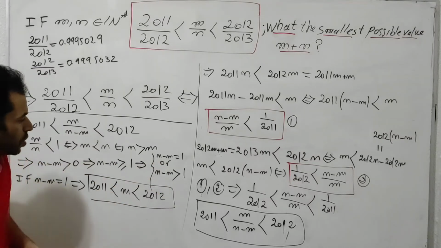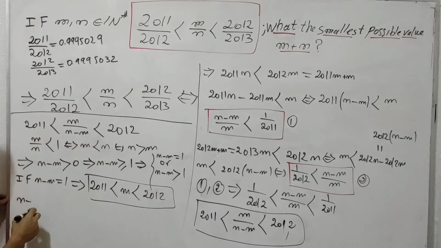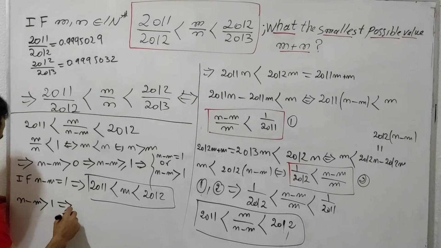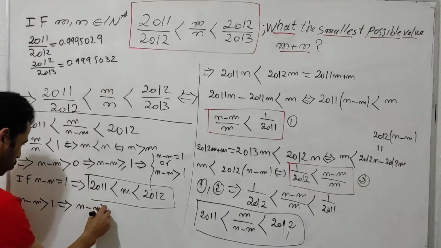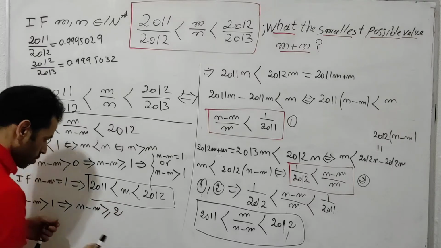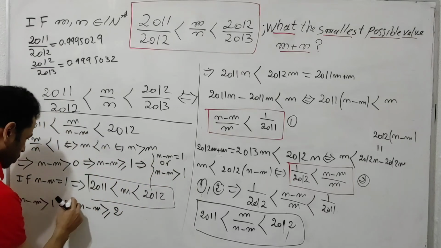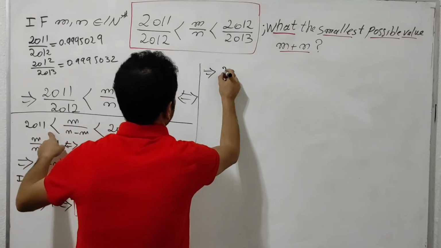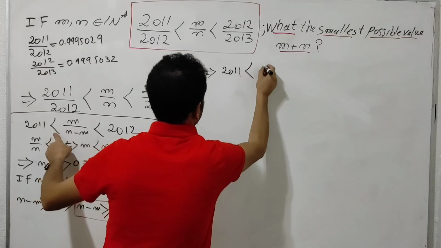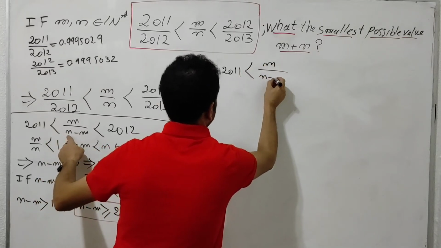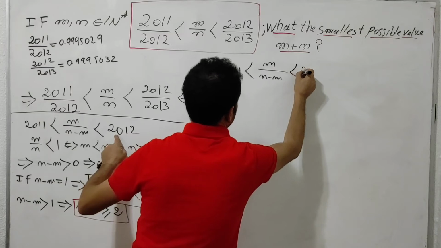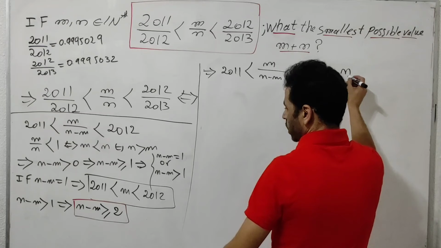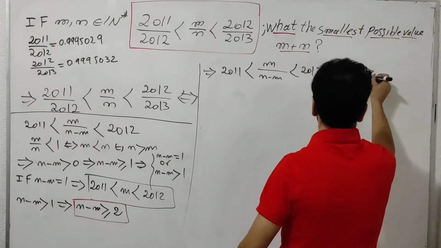n minus m must be strictly superior than 1. So that means n minus m strictly superior than 1. This implies n minus m superior or equal to 2. Okay, so we are keeping this one. So now we have 2011 strictly inferior than m over n minus m strictly inferior than 2012. So we have ended with this condition. We have also n minus m superior or equal to 2.